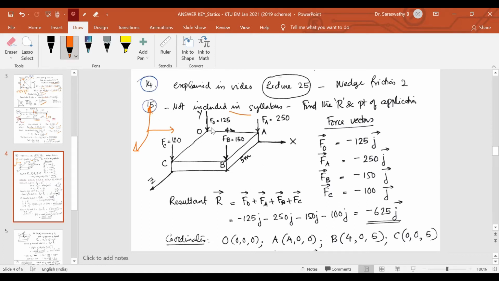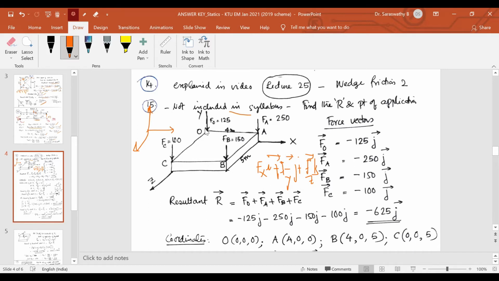So actually, we have to represent everything in vector form in a three-dimensional force system. This is x, y, z. The force F0 is given as 125 in the x direction; we give i. Any force can be represented as Fx i in the x direction if there is a component, plus Fy j if there is any component in the y direction, plus Fz k. i, j, k are unit vectors.